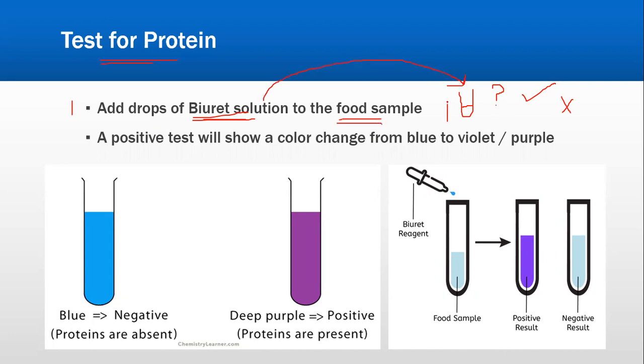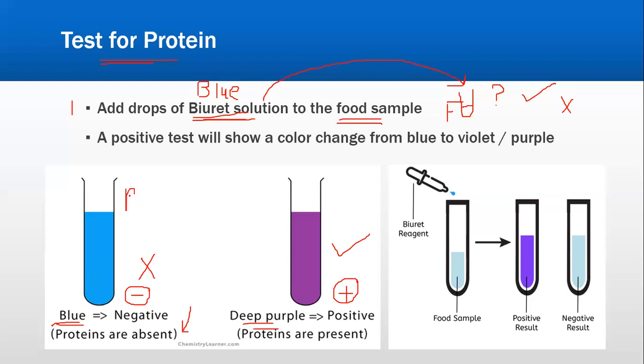We are going to add a few drops of Biuret solution to the food sample. ये आपके पास जो है, this is your food sample and you are going to add Biuret solution in both of them. अब Biuret solution का जो color होता है, that is blue. The color of Biuret solution is blue. So if the color remains blue, आपके पास एक negative test है, which means that the proteins are absent. But if the solution turns from blue to deep purple, this is a positive test, and it will tell you that yes, proteins are present.